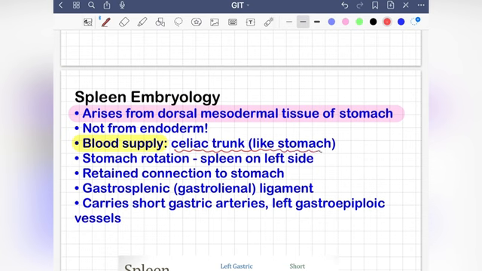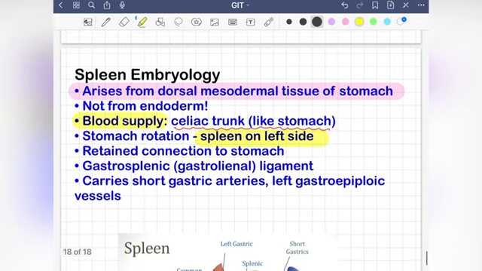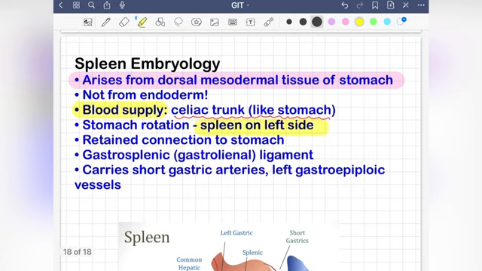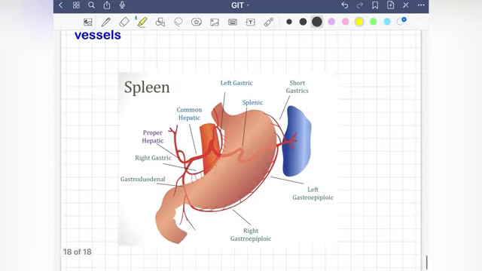In normal development, the stomach rotates and the spleen moves over to the left side and it retains a connection to the stomach called the gastrosplenic ligament. It's also called the gastrolienal ligament. And this carries the short gastric arteries and left gastroepiploic vessels. This is the spleen shown here in the picture. The splenic artery, the celiac trunk, the short gastric arteries and many other vessels can be seen in this picture.